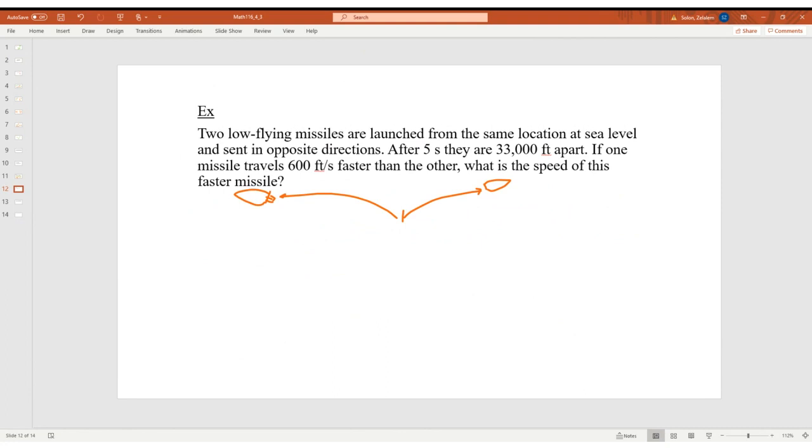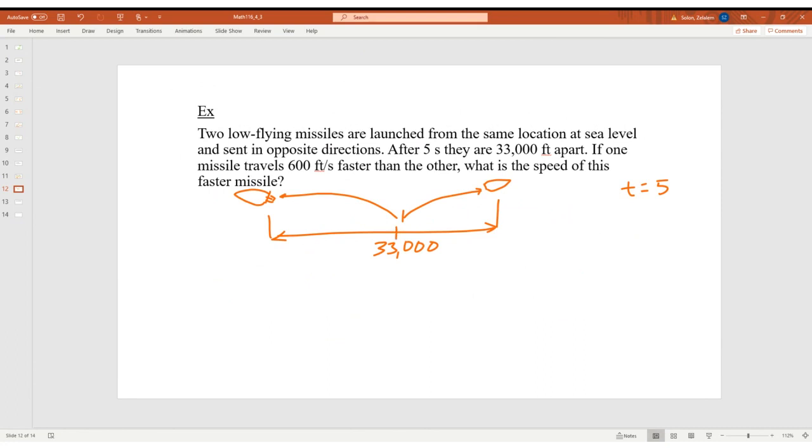Okay, now the question says after 5 seconds. So T is 5 seconds. T is 5, given the time. The distance between the two will be 33,000 feet. So here to here, the overall distance becomes 33,000.